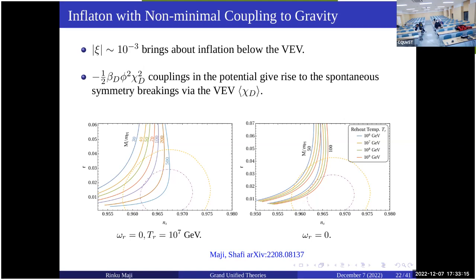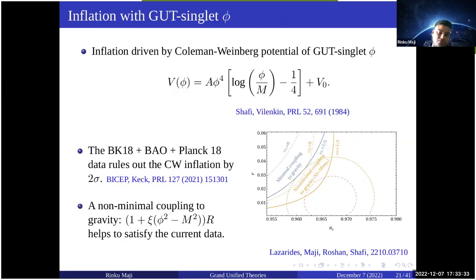Have you thought of another potential beyond this Coleman-Weinberg in order to have inflation in this kind of non-supersymmetric models? Or is it really the only one that works? No, I think other possibilities also work. This is the simplest version, if you take some quartic coupling and just take the quantum version of the potential.